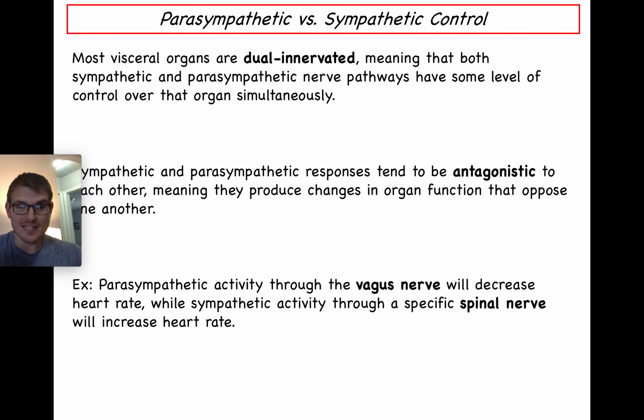So the heart receives dual innervation. It gets its parasympathetic activity from the vagus nerve, that is cranial nerve number 10, you will recall from chapter 13. And then it gets sympathetic activity from one of those thoracic spinal nerves that we talked about. So if you are getting information coming from the vagus nerve, which is parasympathetic, that's generally going to lower your heart rate, lower your blood pressure, basically reduce the overall activity of the heart.